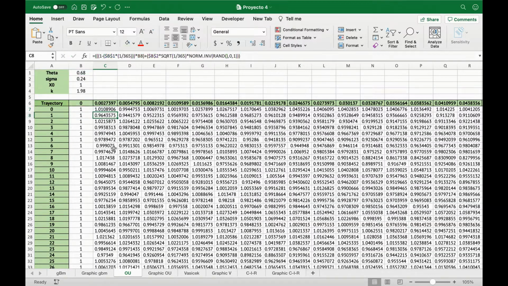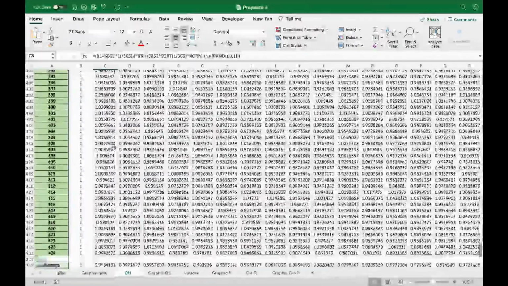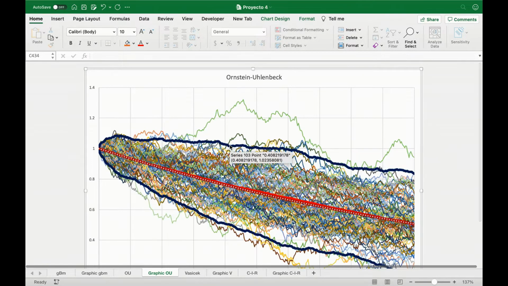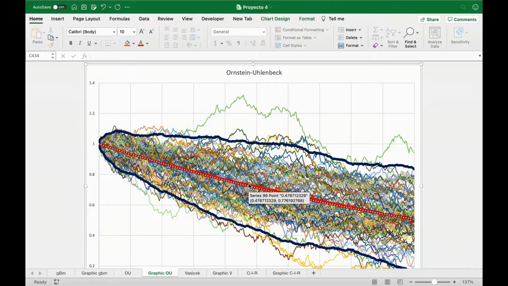And the expected value is pretty much the same as the geometric Brownian motion, just that instead of mu it is theta, and it's the exponential function of minus theta times the time. Here we have the graphic of this model, and here we can see clearly that there are two red lines. The clear one is the expected value line, and the other one is the average line.